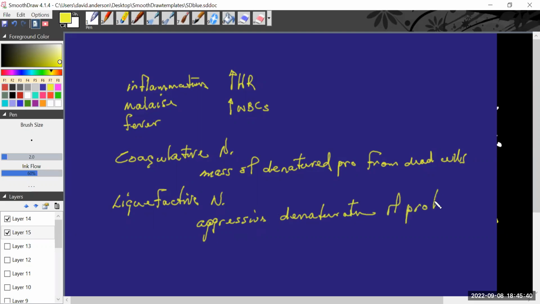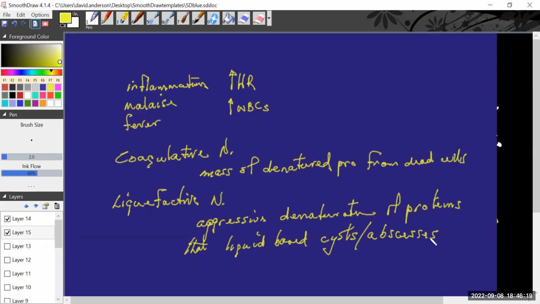Denaturation of proteins that form liquid-based cysts, otherwise known as abscesses. So it's very similar in terms of the sequence of events, but the aggressive nature of the breakdown of the proteins creates liquid. And they're also going to be dealt with by macrophages and eventually disappear. But in the meantime, they're causing symptoms.